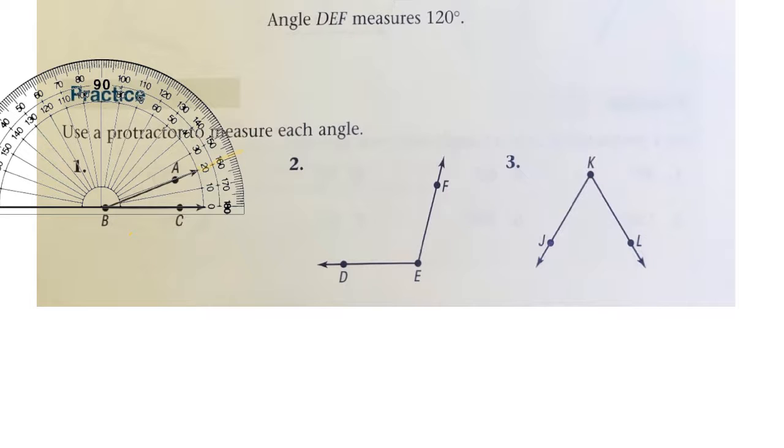So our angle goes through 20. So this ray goes through 0, and we've got 10, and it ends at 20. So the number 1 is 20 degrees.